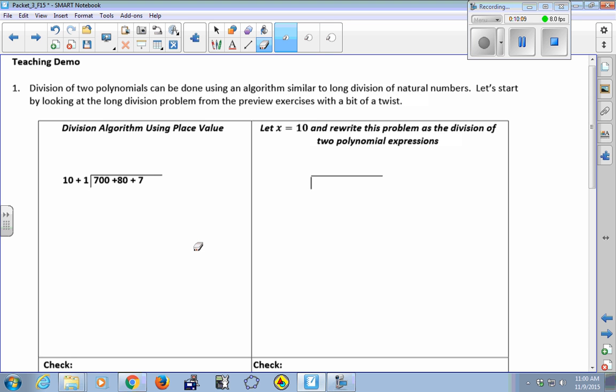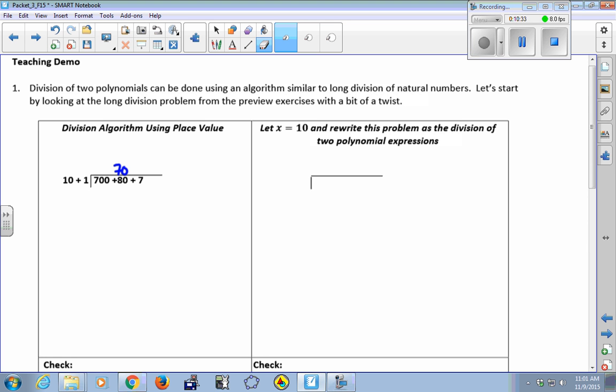No, not 7, because that gives 70, right? Okay. All right, so 70. So where do I put my answer? I put it above my tens place, right there, 70, okay? So the first thing I do is say 10 goes into 70, 7 times. I line up my like place values.